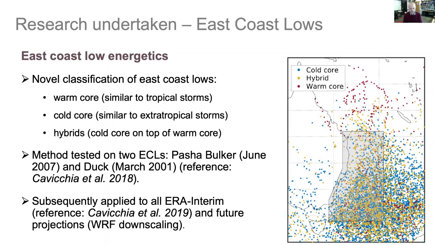This method was tested on some high impact east coast low events, and then subsequently applied to all time steps of the ERA interim reanalysis data back to 1979. This method helps us understand the factors that drive the formation of the high impact east coast lows, which is important to understand in relation to how those factors might change in the future. And we've also produced projections of this method for the future east coast lows.